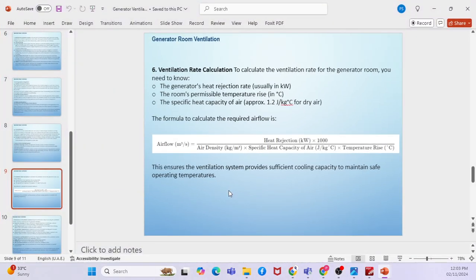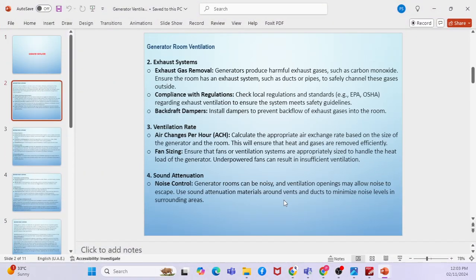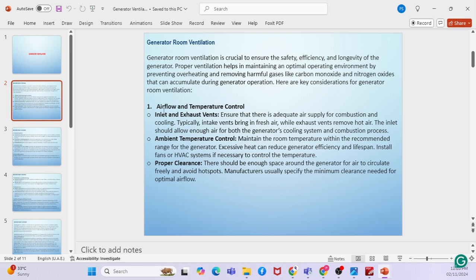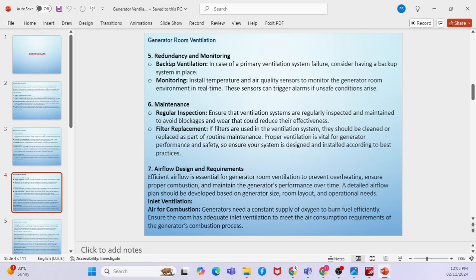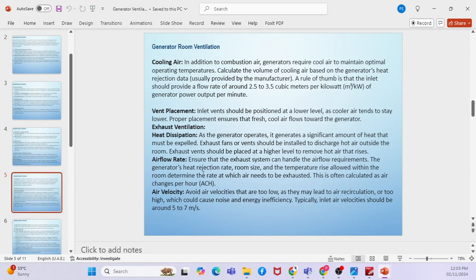So this is basically the theoretical part to understand what is required for the generator. Basically you have to have air and proper temperature control. Then you have an exhaust system, ventilation rate, sound attenuation, then redundancy. If you go to a critical system, you have backup ventilation and sometimes a backup generator may also be required. You have to have a proper inspection. Then the airflow design and requirement for the inlet and exhaust, for the proper cooling and for the proper combustion.